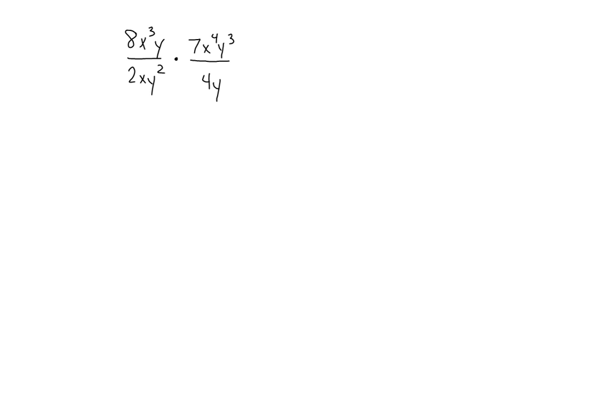First of all, we have two fractions being multiplied. We can just multiply straight across. So when you multiply straight across, put the numbers together first. What's 8 times 7? What's x cubed times x to the fourth? What's y times y cubed? Good. Over 2 times 4? X, and then no more x's. It's just x. What's y squared times y?